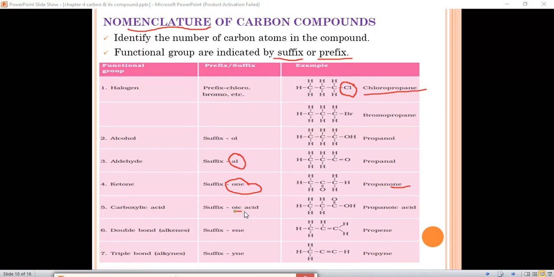For carboxylic acid, we use the suffix -oic acid. So what is the formula of this carboxylic acid? COOH. The name of this compound is propanoic acid. Again, you have to count the number of carbon atoms: 1, 2 and 3. Propanoic acid.